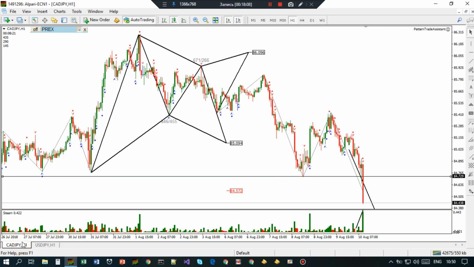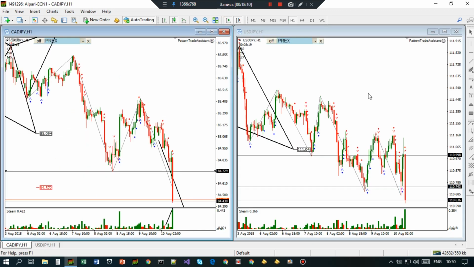Okay, both of these patterns provide a continuation. For now, what we have for this moment provides a continuation rather than a reversal. Okay, consider selling these pairs. If they come to retest or whatever, maybe they will retest that level.